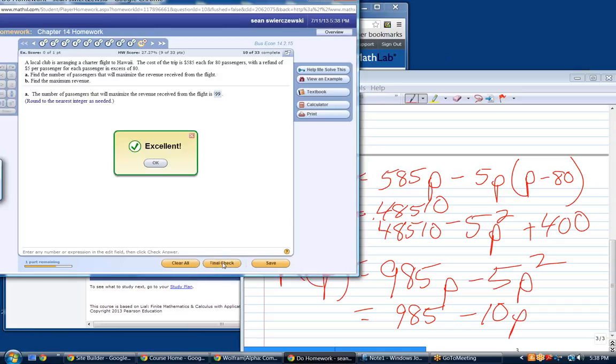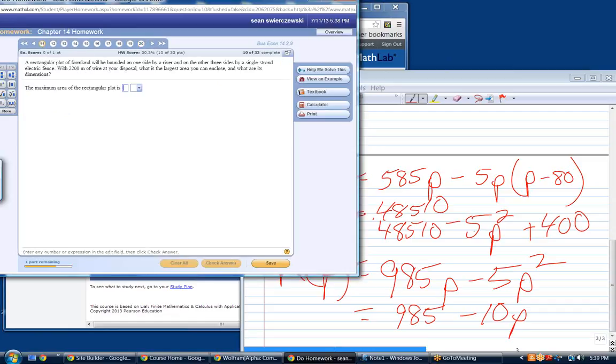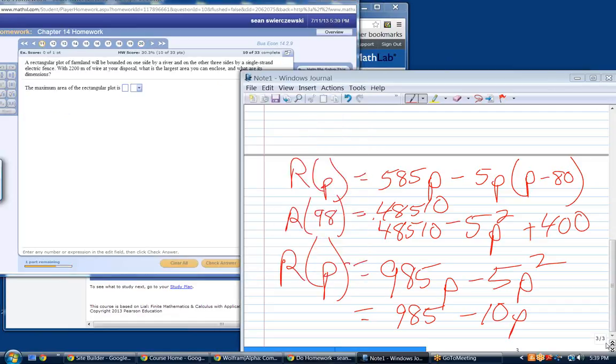I can't believe that. Are you kidding me? 48,510, huh? I guess when they said round to the nearest integer, that automatically meant round up. All right. We're good to go to 11? Yep. Ah, good. Finally some.